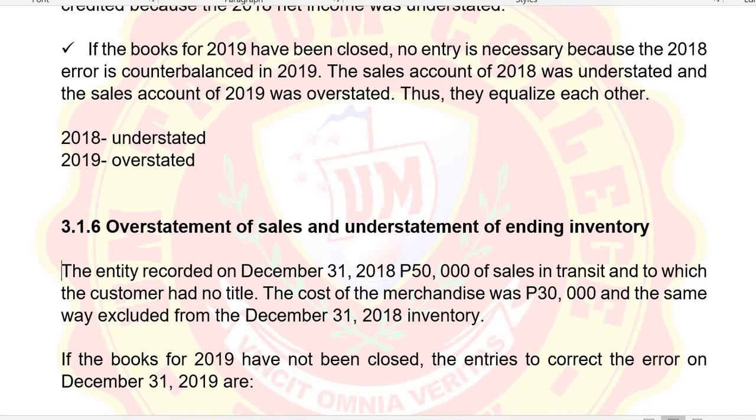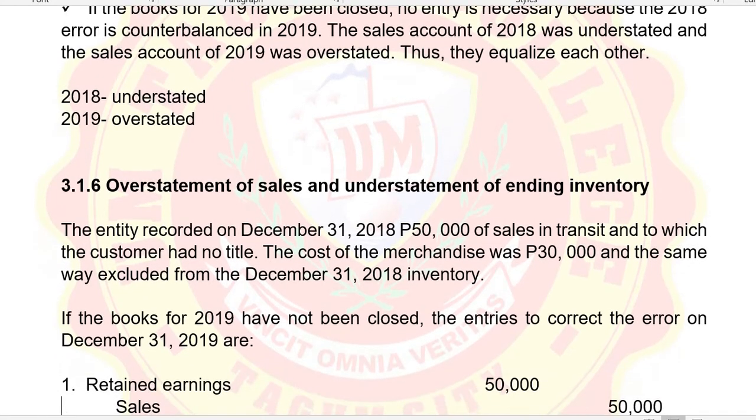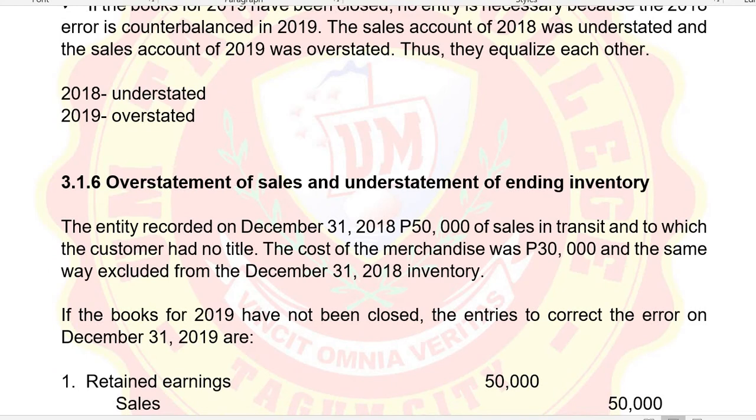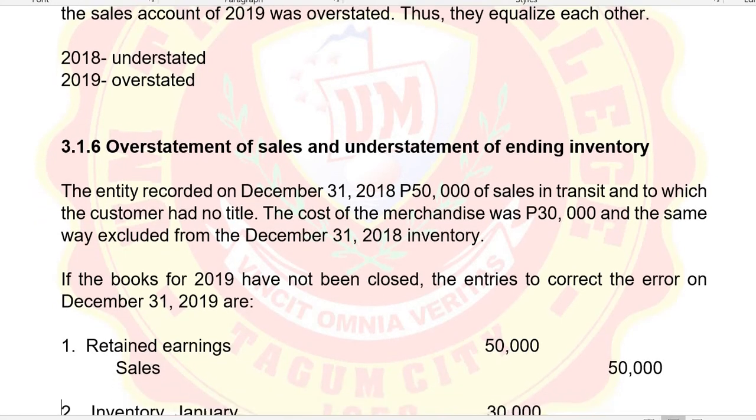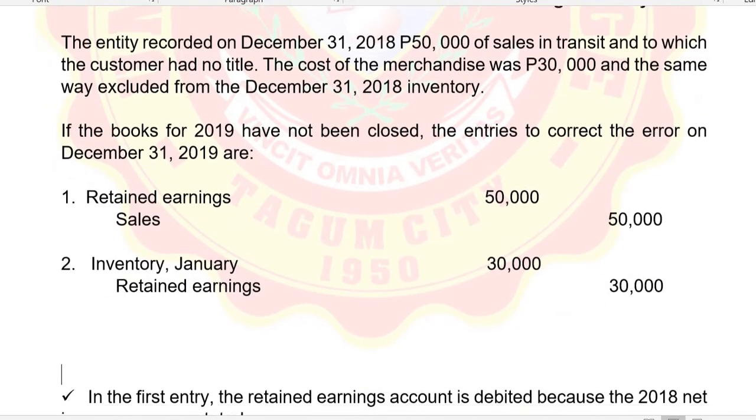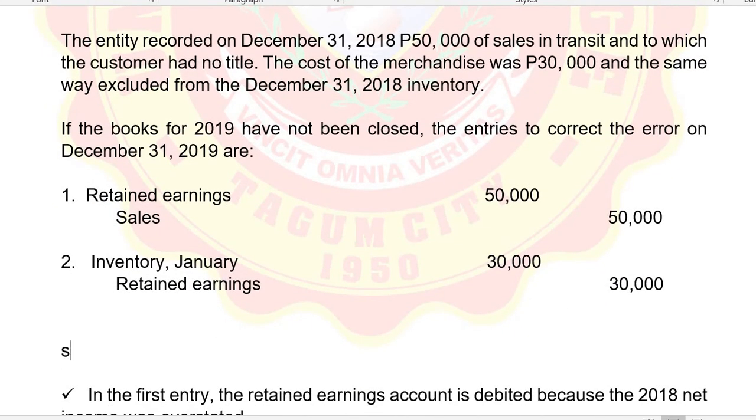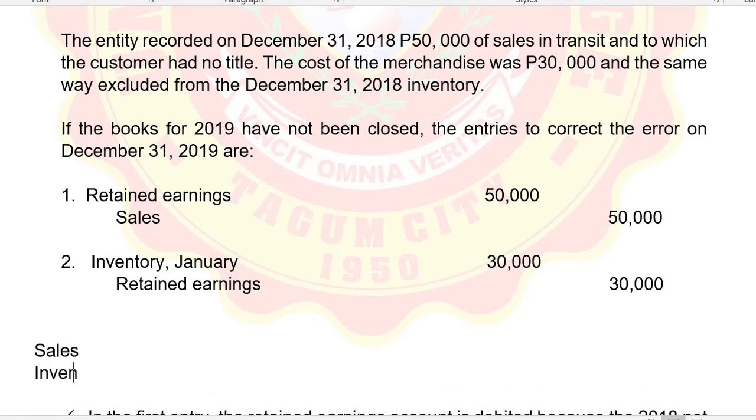Okay? So the cost of the merchandise is 30,000 and the same was excluded from the December 31, 2018 inventory. Okay? So since parang ni-record na siya ng sales ng entity, so hindi na rin siya consider as inventory kasi they considered it na daw as sales. Okay? So again, may dalawang error for the sales. For the sales and of course inventory. Okay?